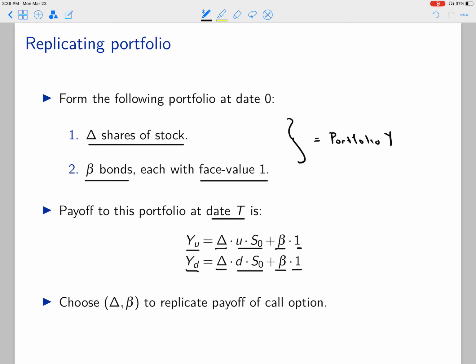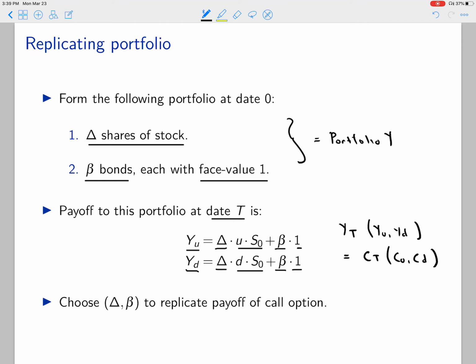And to price by replication, what we need to do is set Y sub T, which is going to be comprised of the pair Y sub U, Y sub D, equal to the payoff of the call option on that date, C sub U and C sub D. Okay, once we find this portfolio that matches, we can then apply the law of one price.